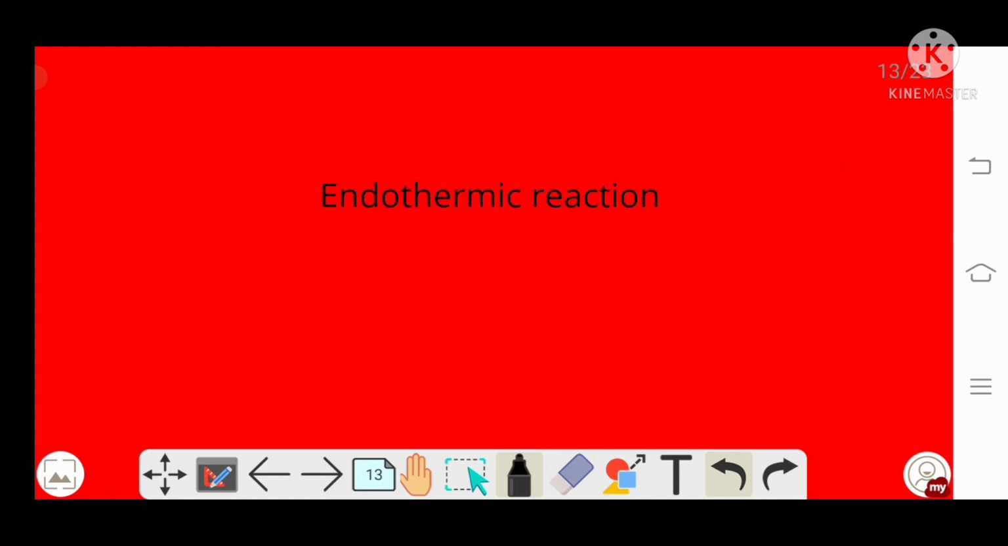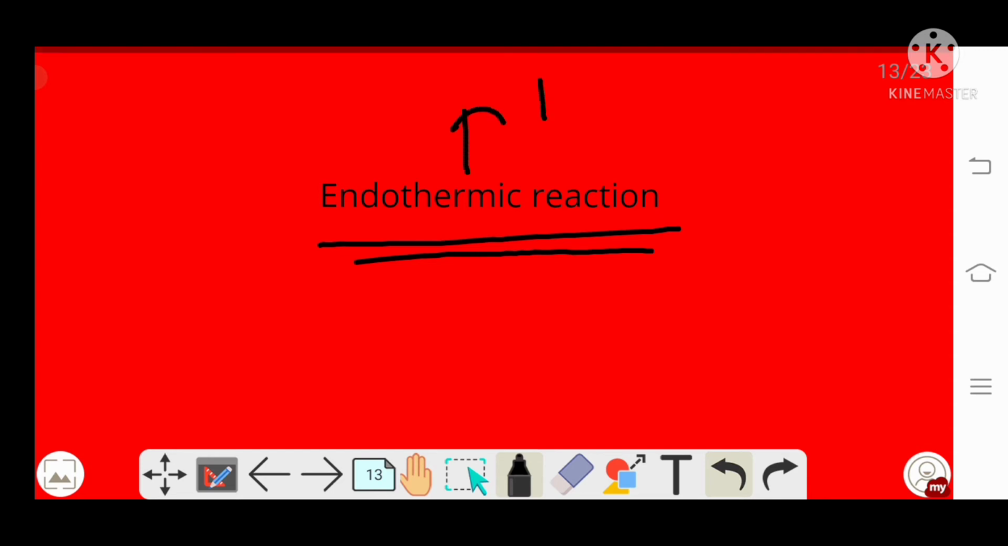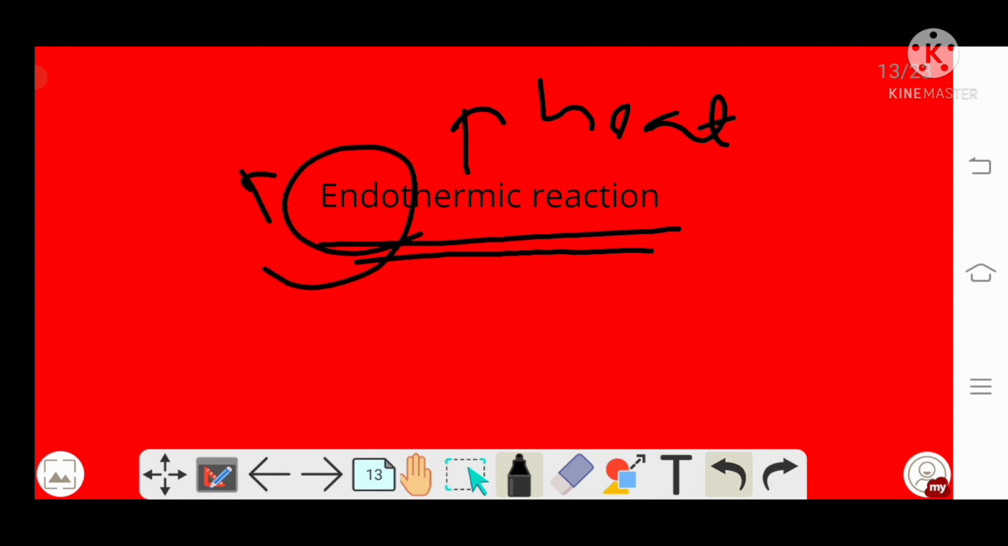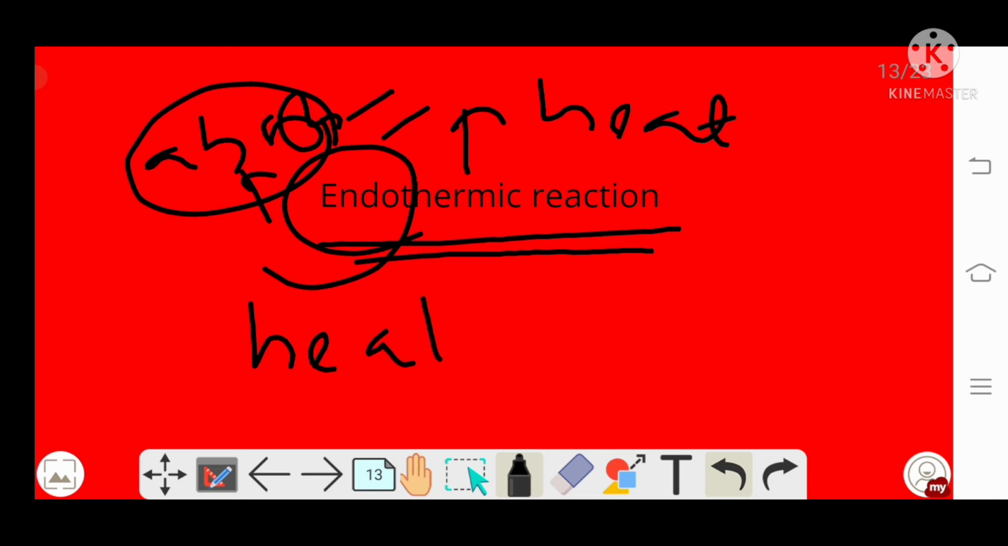Then now we will discuss endothermic reactions. So what do we mean by endothermic reaction? Therm means heat, endo means absorbs. So absorption of heat is called an endothermic reaction. The reaction in which heat is absorbed is called an endothermic reaction.